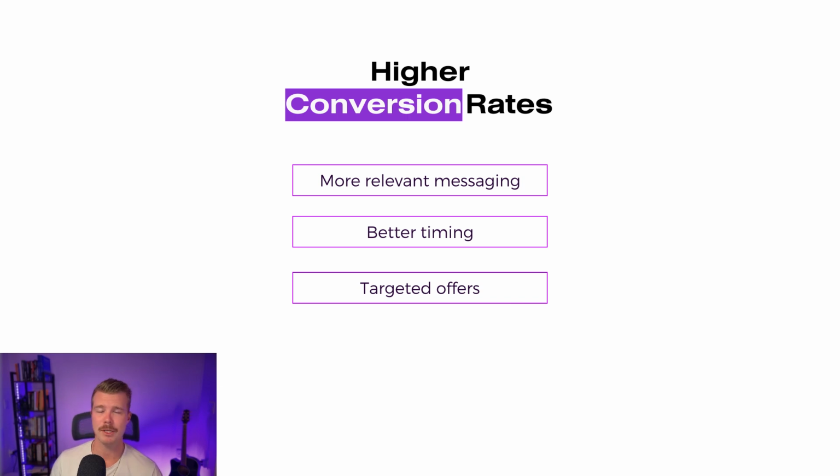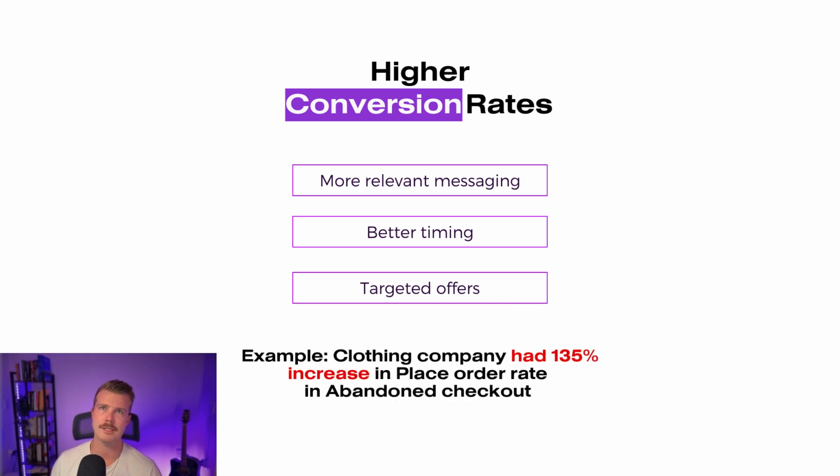An example here is we actually had a clothing brand recently who previously was just batching and blasting everyone on their list. What we ended up doing was segmenting that list based off of 3 different groups: the people who were interested in women's clothing, men's clothing, and kids' clothing. After we did that, we split that for all their flows, for all their campaigns. We had a 135% increase in placed order rate in the abandoned checkout alone. Because if I'm a dude and I'm looking for guys' clothing and I get an email about women's clothing, I'm not going to be very interested.